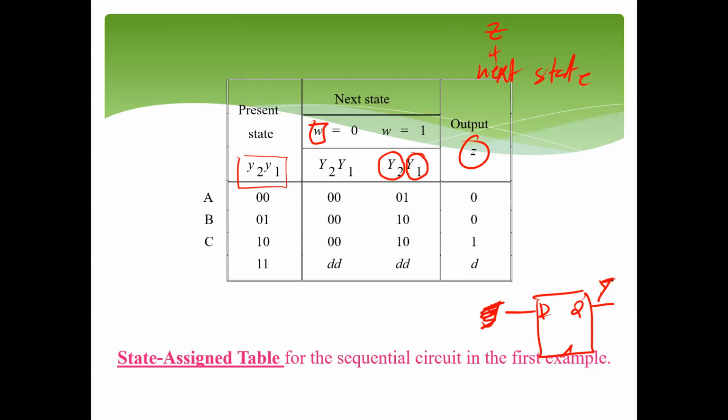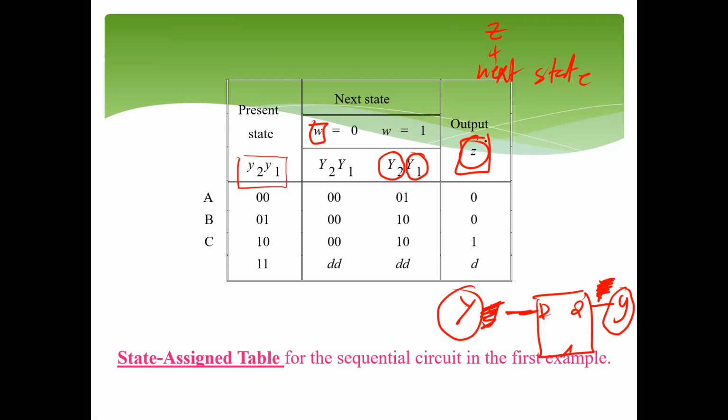No, it's the other way around actually. So this is the present state, so the present state is going to be small y. The next state here is going to be the capital Y. This is an input to your circuit. This is an output of your circuit. That might be confusing, but we should clear this up.